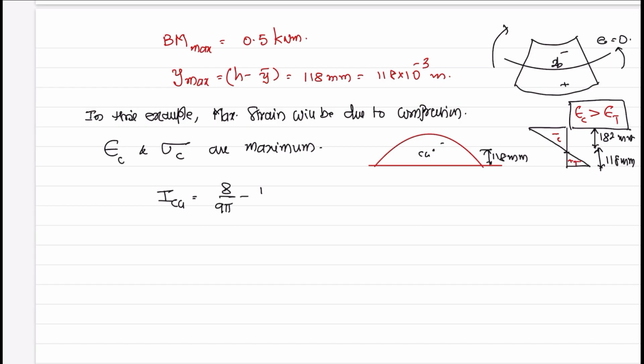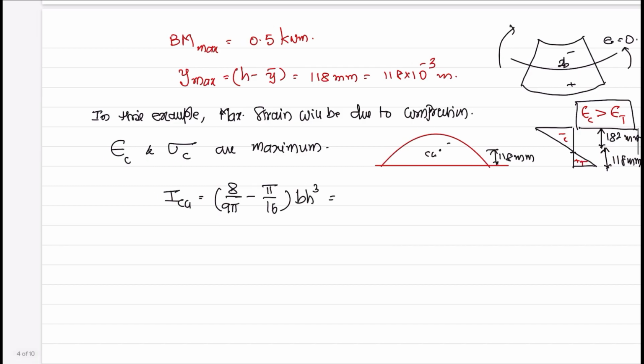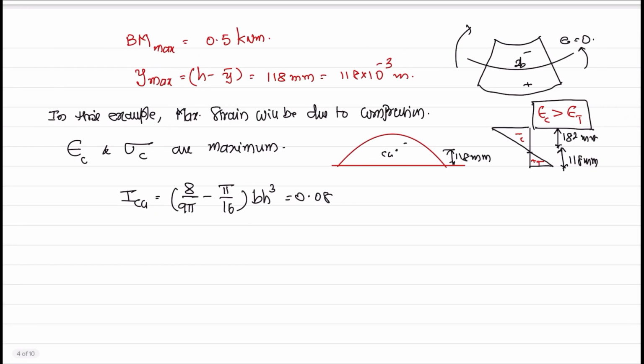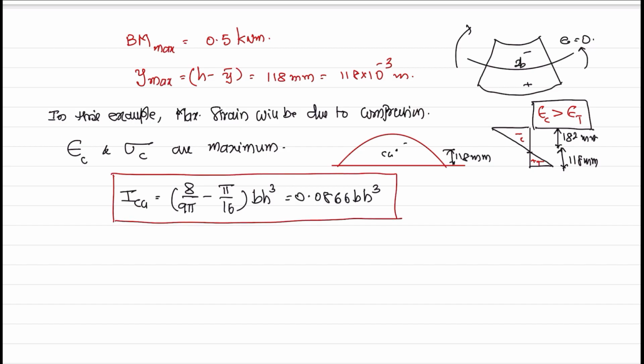minus pi by 16 into BH cube. That is equal to 0.0866 BH cube. For this, you please refer to my earlier video in which I have derived this expression. I have solved the moment of inertia and center of gravity, which are very important. My last 6 lectures are very important for understanding structural analysis. Please go back to them.